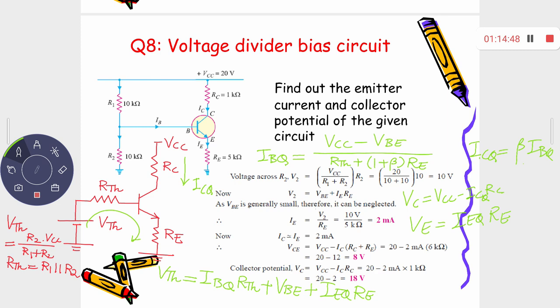This is your VC, the collector voltage. This is the emitter voltage, the operating condition. Right? And what is VC then? VC minus VE. Do this calculation. Right. And find out, is there any change in VC?